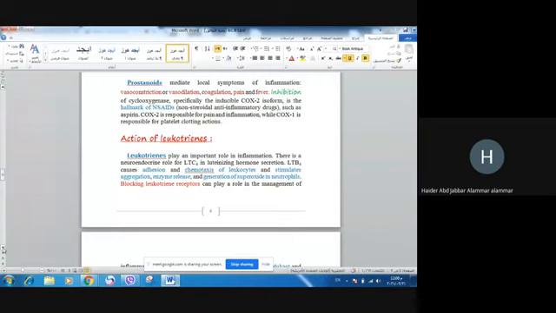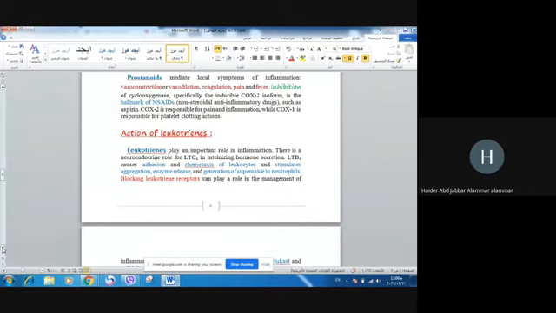The best known example is aspirin. Cyclooxygenase 2 is responsible for pain and inflammation, while cyclooxygenase 1 is responsible for platelet aggregation or clotting actions. Okay, that finishes the prostaglandin or prostanoid mechanism of action.